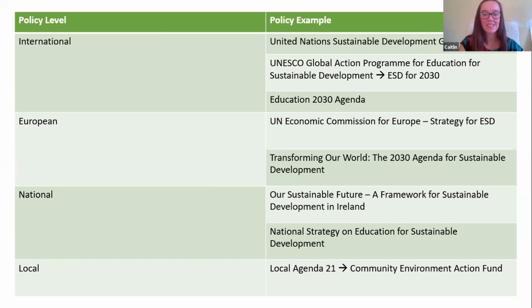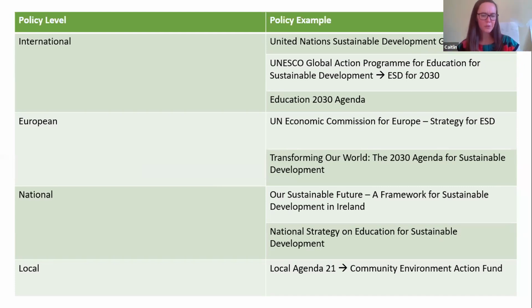So the policy quick overview here. Internationally, the UN SDGs are the major one, and they represent, honestly, a feat of the humans of Earth that all the United Nations agreed to these goals. And we'll look at them a bit more closely in a minute. We also have UNESCO's Global Action Program for Education for Sustainable Development, which is now being sort of transformed into ESD for 2030. Everything now is being called for 2030. We also have the Education 2030 Agenda, which is a little bit different from ESD for 2030. But anyway, those are the sort of big international policies that have to do with these areas.